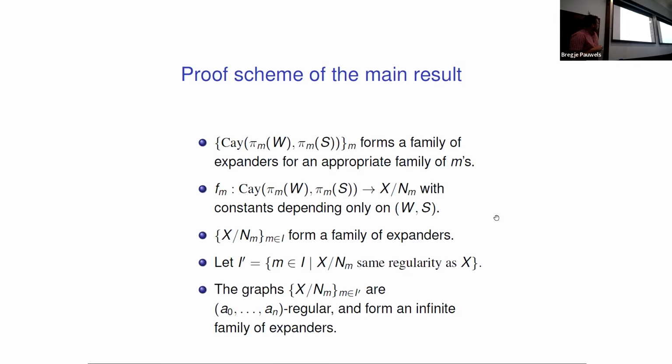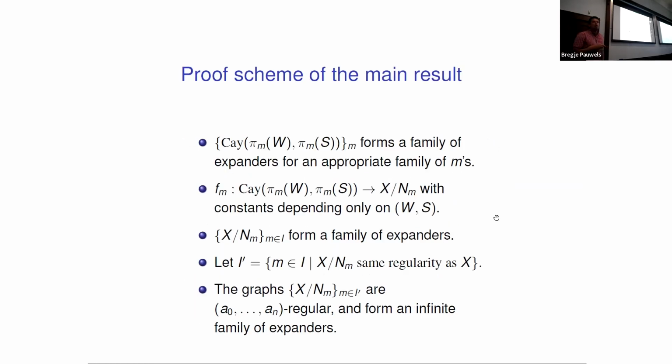I told you that the quotients give you quasi-isometries whose constants only depend on W and S. Since this is a family of expanders, my lemma then guarantees me that this is a family of expanders. Then you can say, aha, but you may have messed up regularity. But then I tell you, well, that only happens for short words. So I just make a new family where I get rid of those with short words, and it will still give me an infinite family. That's this I prime. And okay, now I have succeeded. These graphs have the regularity properties, and they form an infinite family of expanders.